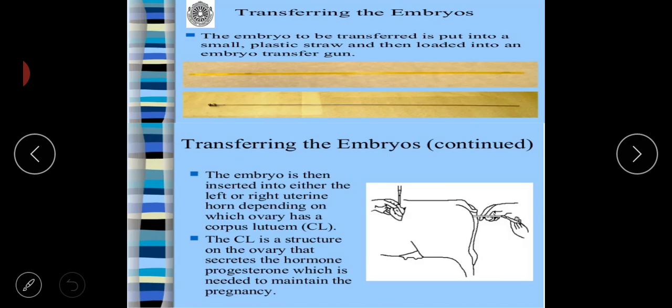So, transferring the embryos. The embryo to be transferred is put into a small plastic straw as shown in the diagram and then loaded into an embryo transfer gun. The embryo is then inserted into either the left or right uterine horn, depending upon which ovary has a corpus luteum. That is ascertained by some tests. The CL, that is the corpus luteum, is a structure on the ovary that secretes the hormone progesterone, which is needed to maintain the pregnancy.